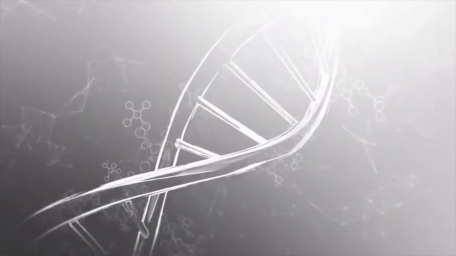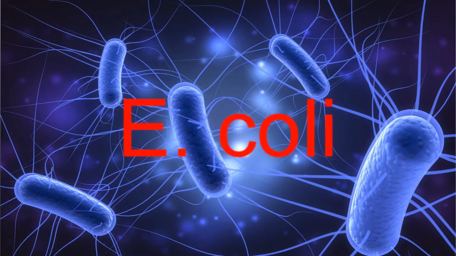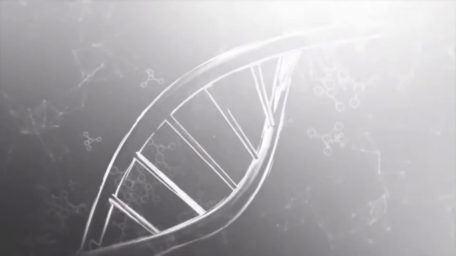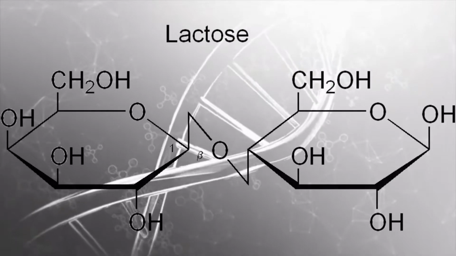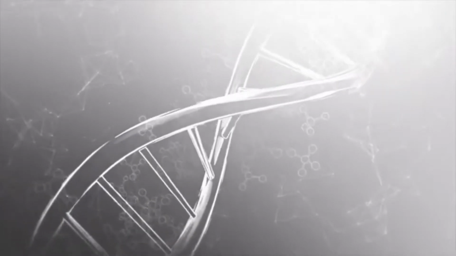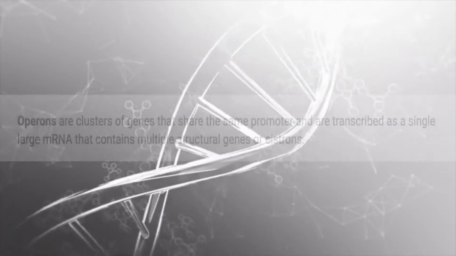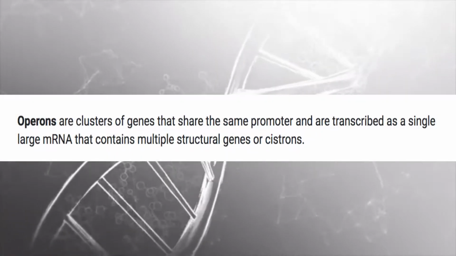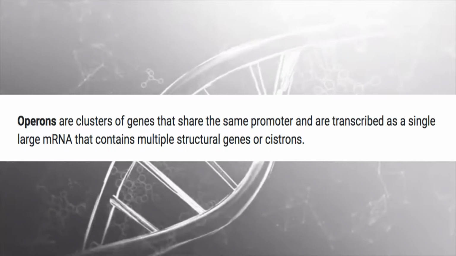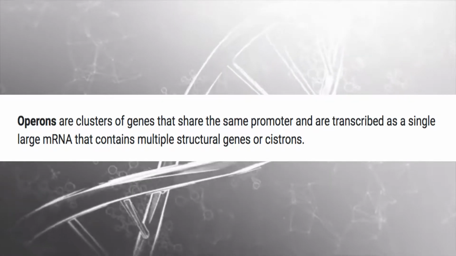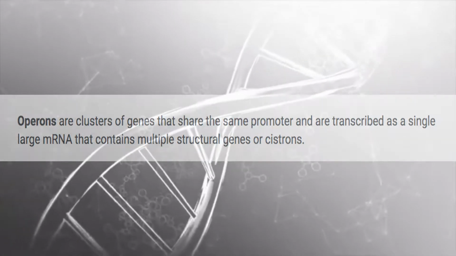The lac operon was first discovered in a bacteria known as E. coli that was designed to help the bacteria chemically break down lactose. The operon was to be commonly found in prokaryotic cells and bacteria, and it became to be known as a genetic regulatory system found in bacteria in which genes coding for functionally related proteins are clustered along the DNA.